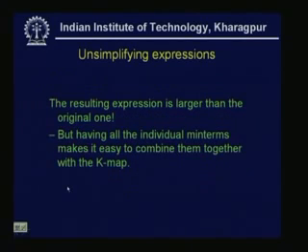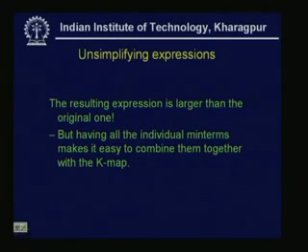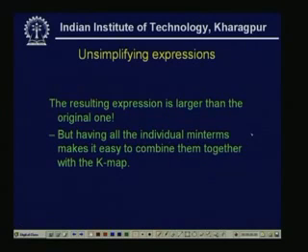So, the resulting expression is larger than the original one. Sometimes we intentionally do that. If some literal is absent in one min term, we introduce that min term so that we can easily form our Karnaugh map. Having all the individual min terms makes it easy to combine them together with the K-map, and this is the reason why we introduce the literals which are absent in a min term, and that is why the canonical form is very important.